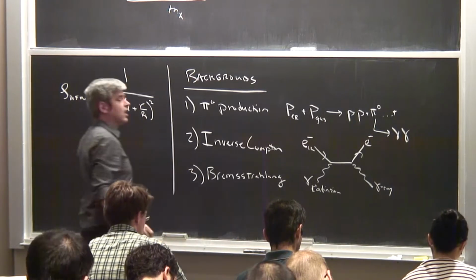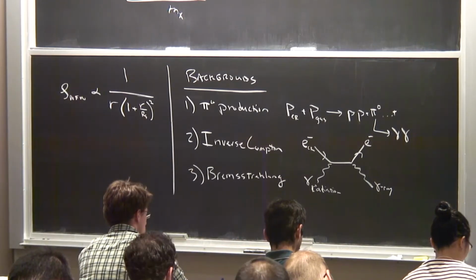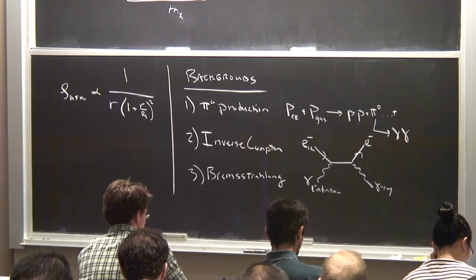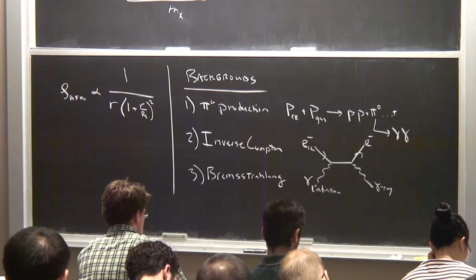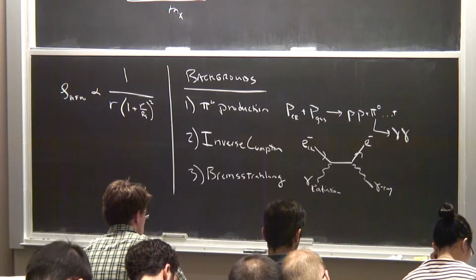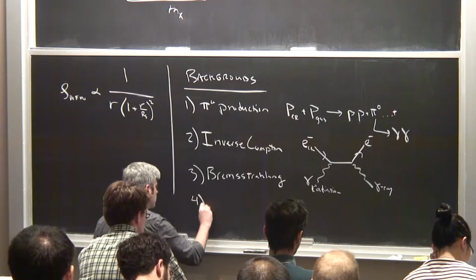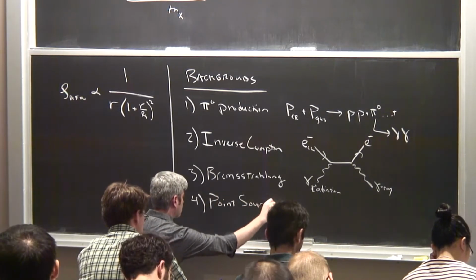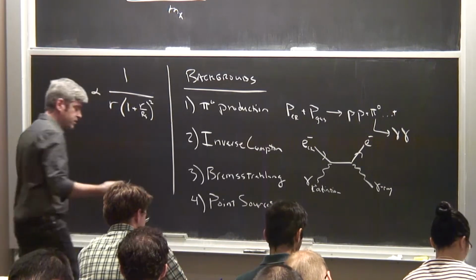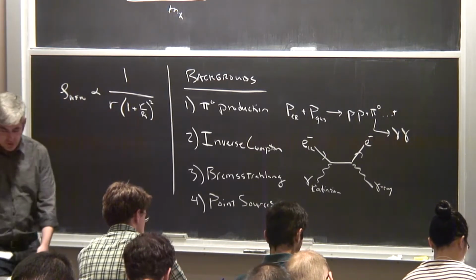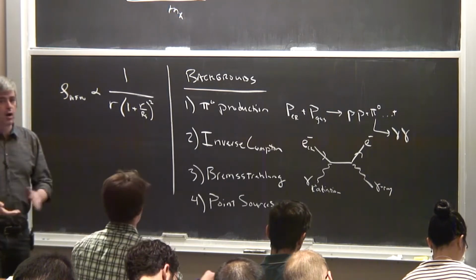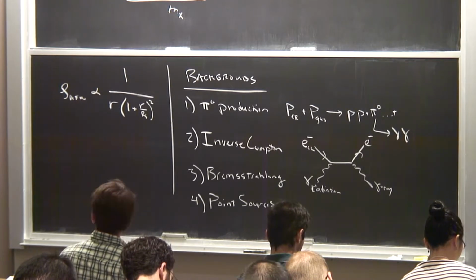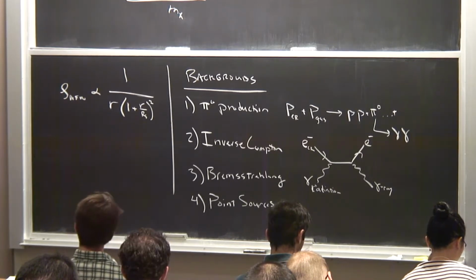The third is Bremsstrahlung. So here I just have in mind cosmic ray electrons scattering off of atoms to produce photons. And fourth, I'll just say gamma ray point sources. This could be a lot of different kinds of objects physically. They could be pulsars, they could be pulsar wind nebulae, it could be supernova remnants, they could be blazars, any number of gamma ray emitting astrophysical objects.